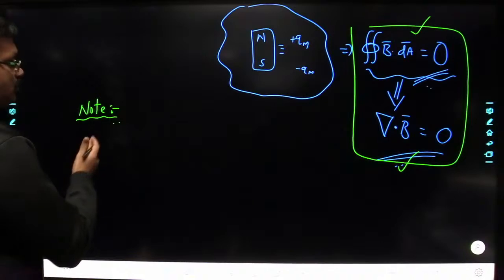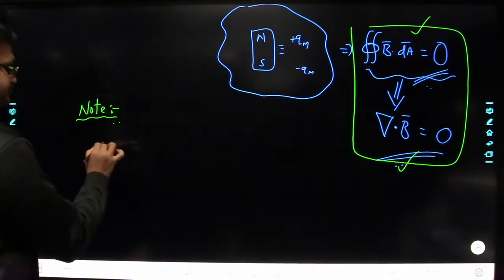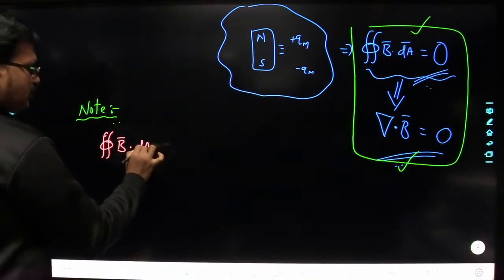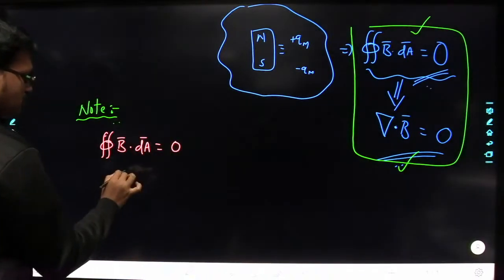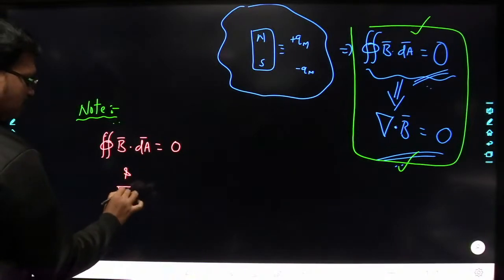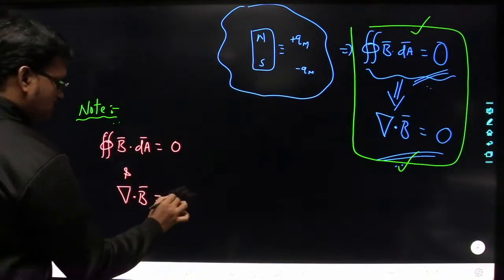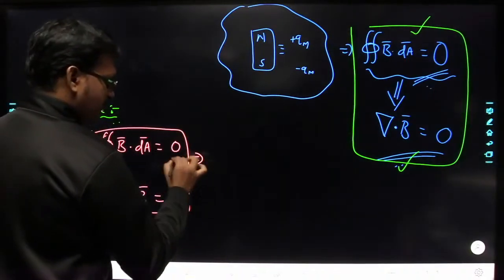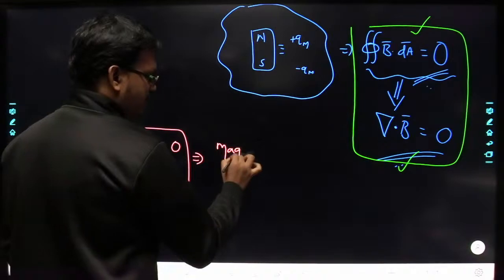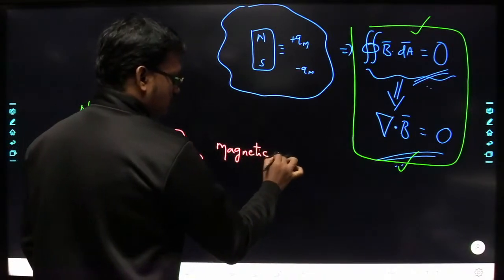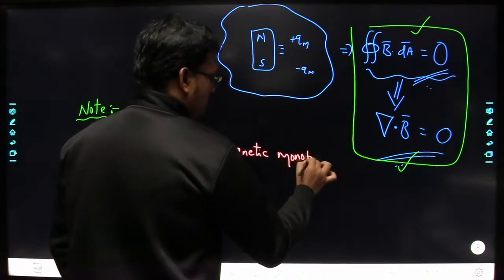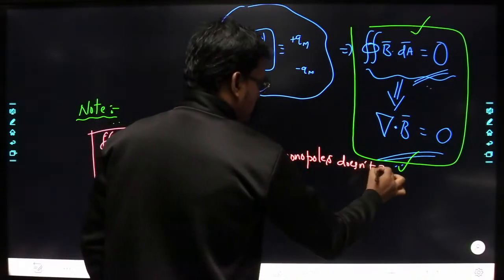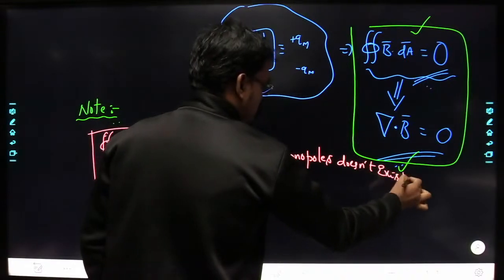So note: closed surface integral B bar dot dA bar is equal to 0, and divergence of B bar is equal to 0. These equations represent that magnetic monopoles don't exist.